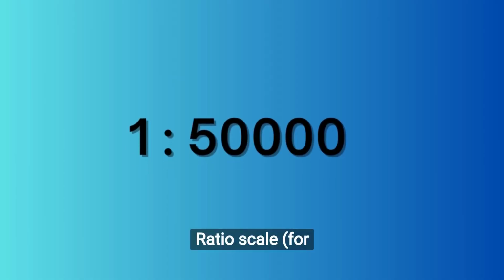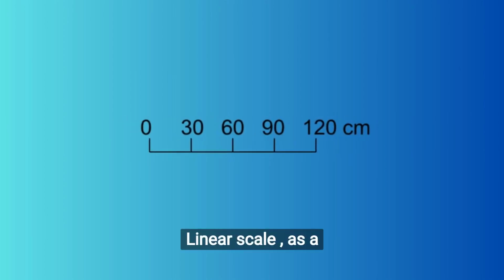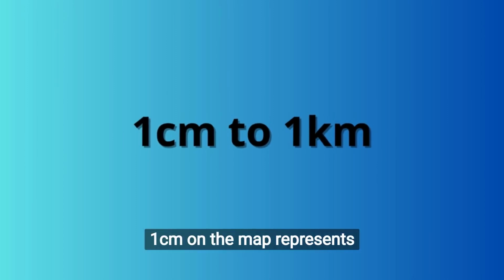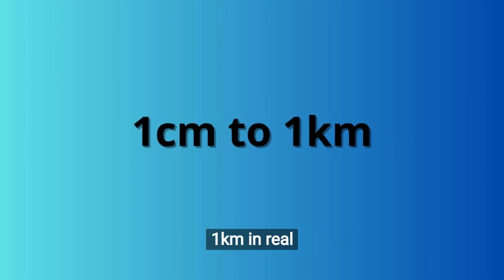Ratio scale, for example 1 to 50,000. Linear scale, as a line divided, for example a bar scale. Verbal scale, in words, for example, 1 centimeter on the map represents 1 kilometer in real life.